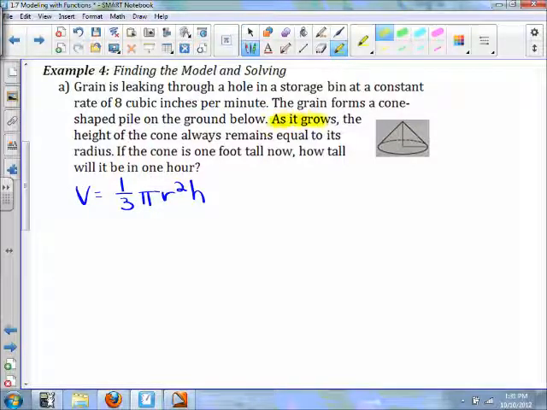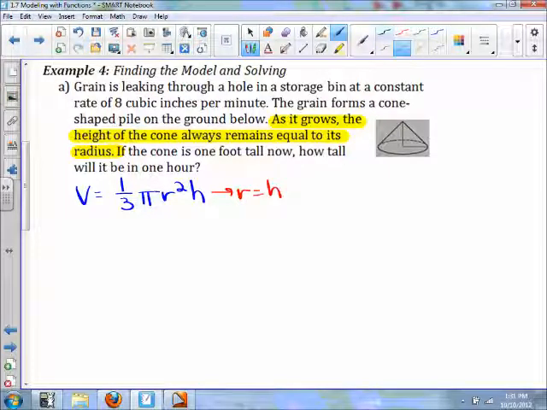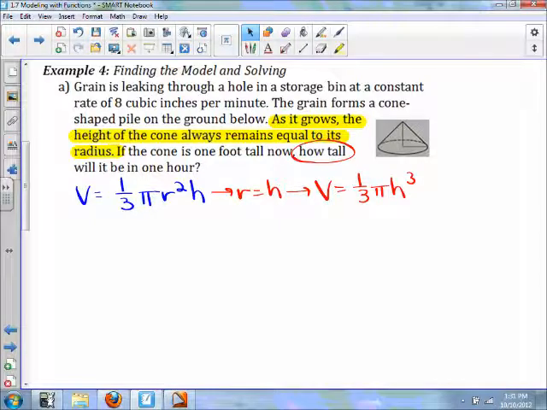it says as it grows, the height of the cone always remains equal to its radius. So what we're going to have here, we know that r is equal to h. The other thing we want to do is rewrite the equation in terms of h because it asks us how tall. So my new volume would be 1/3 pi h cubed.